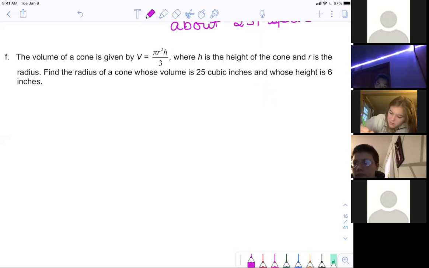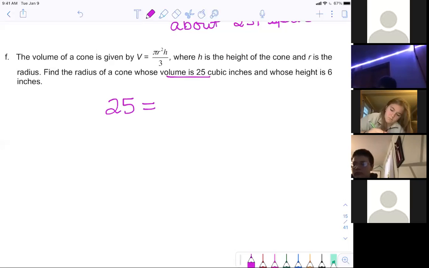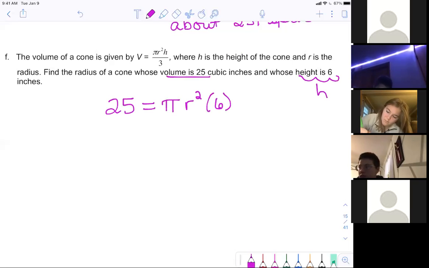So Gabby Snyder, what can we plug into this volume formula? We can plug in the volume. So what number goes in for volume? 25. Yeah, so volume is 25. So now it's equal to 25. What else can we plug in? And the height is 6. Excellent. So height is 6. So we have a pi in the problem. We're going to keep pi there. We don't know r, but she said height is 6. And then it's divided by 3.